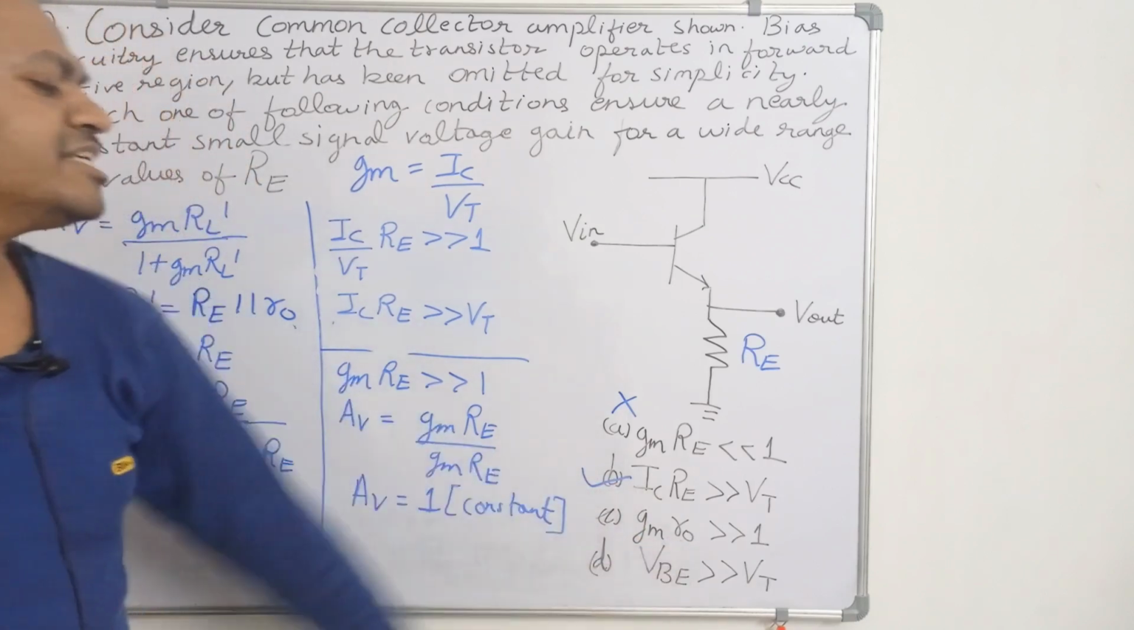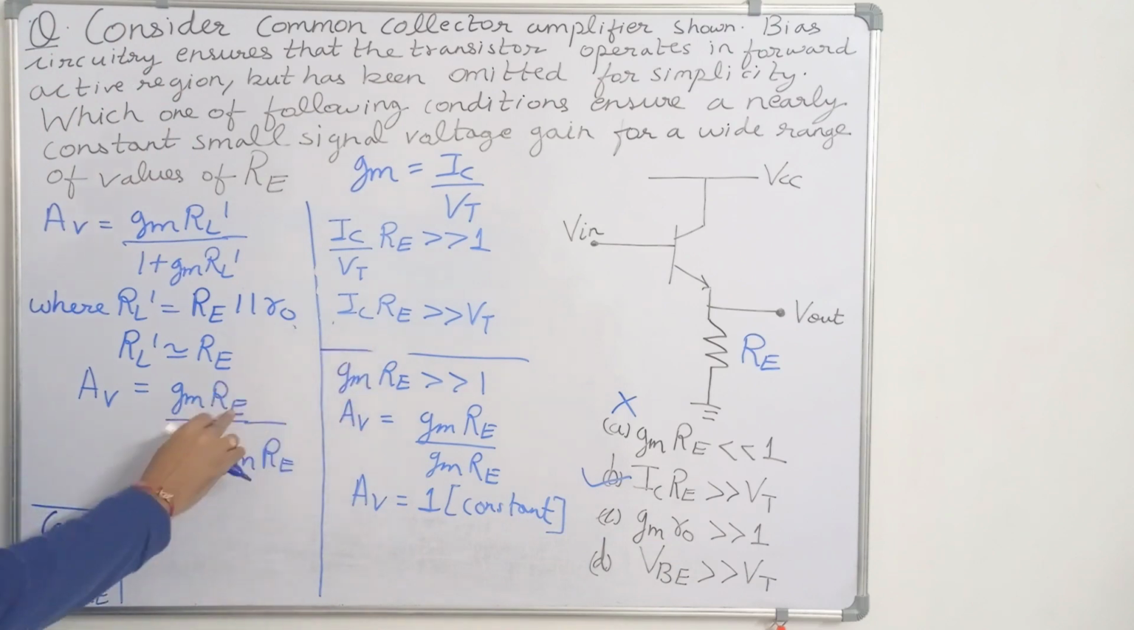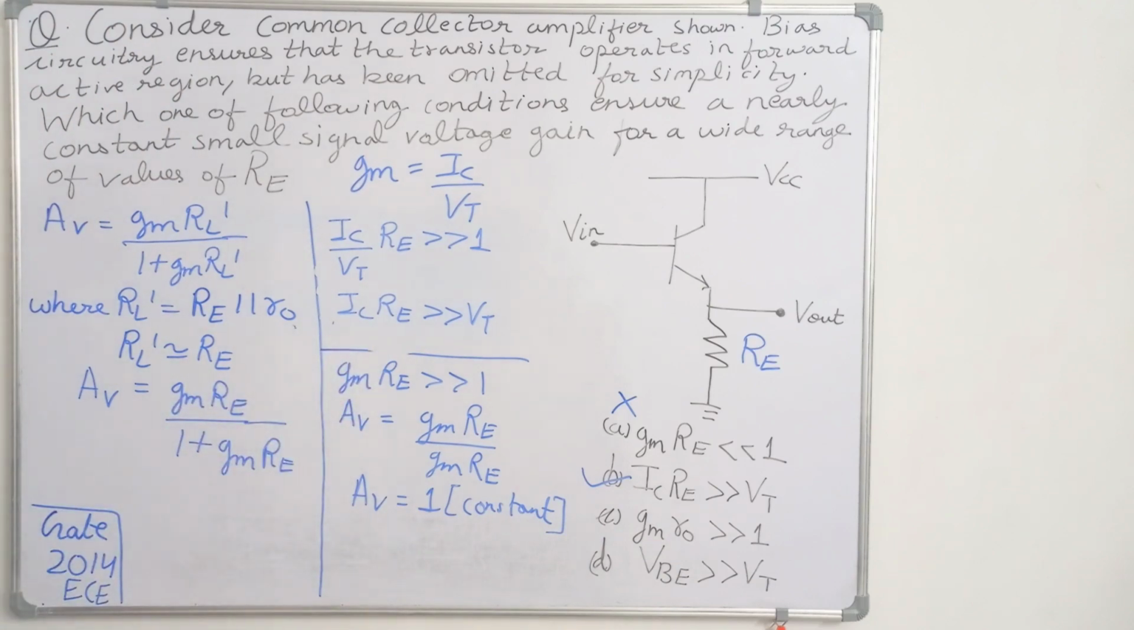Option C is a wrong option because R naught is always greater than Re. Always R naught is greater than Re. So option C cannot be true.